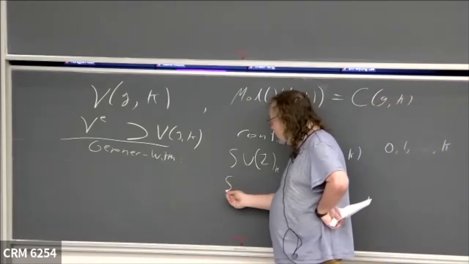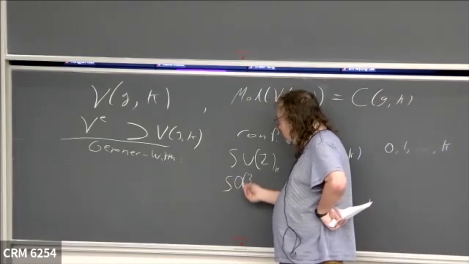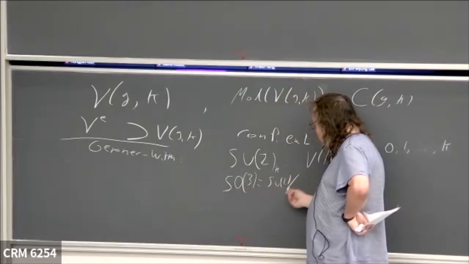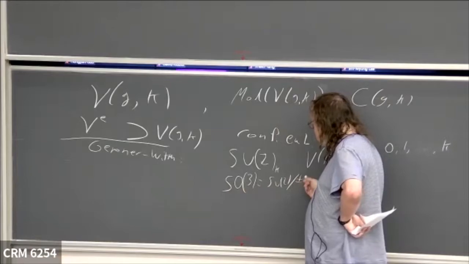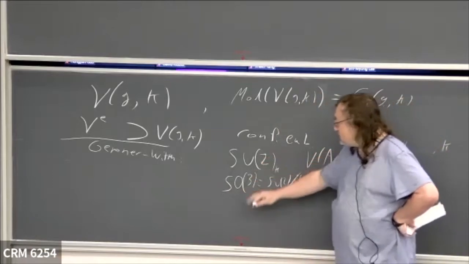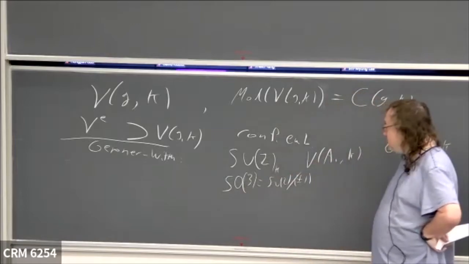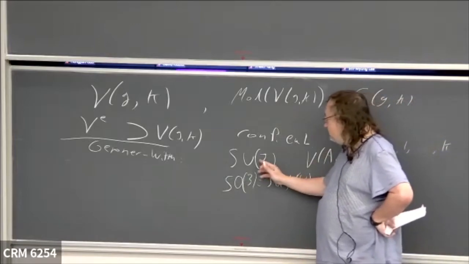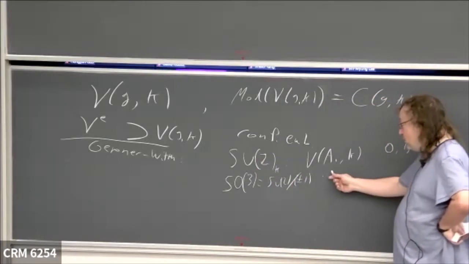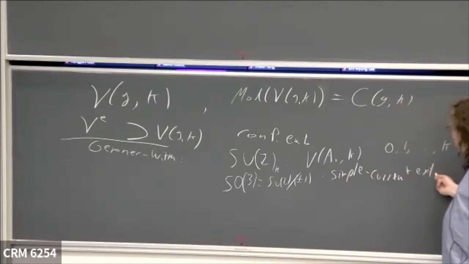But they also looked at SO3. What's special about SO3 here, of course, is that it's SU2 quotient by the center. So the center is plus or minus one. And so these are both compact groups. It makes sense for the string to live on either of them. And they wanted to know the relation of these two things. And so here, the beast is what we would call a simple current extension of the thing upstairs.